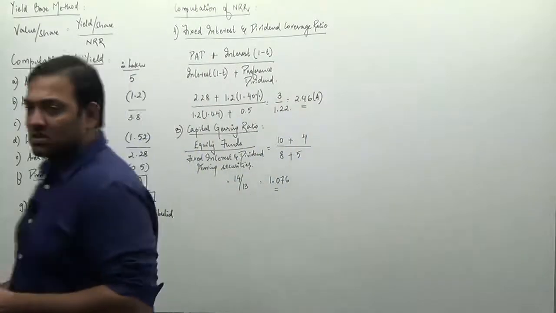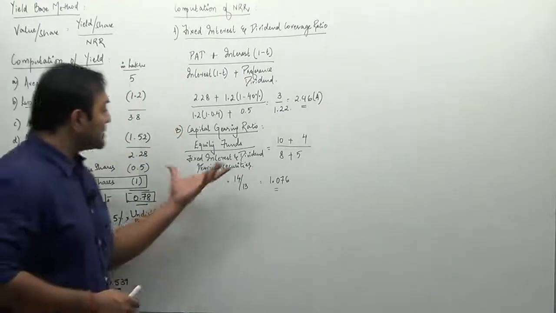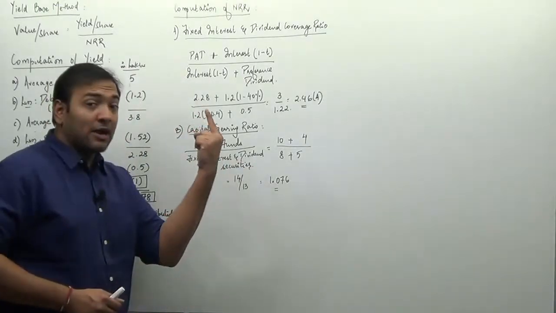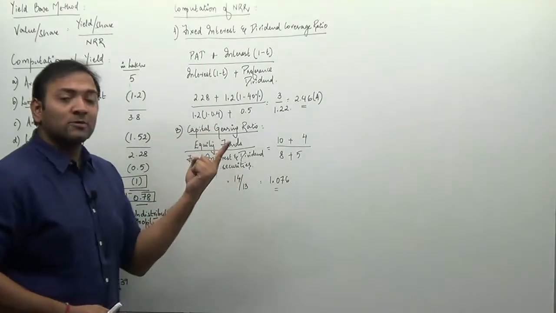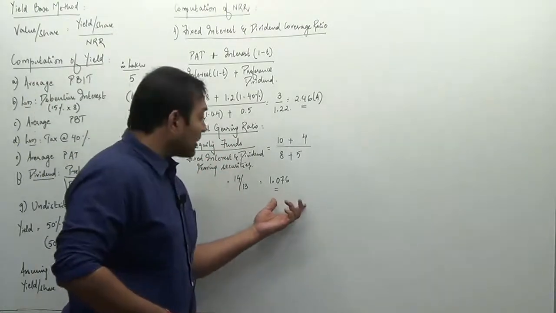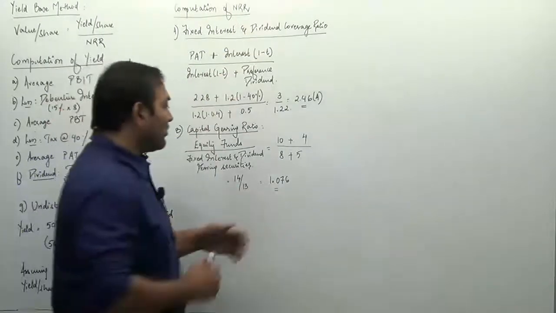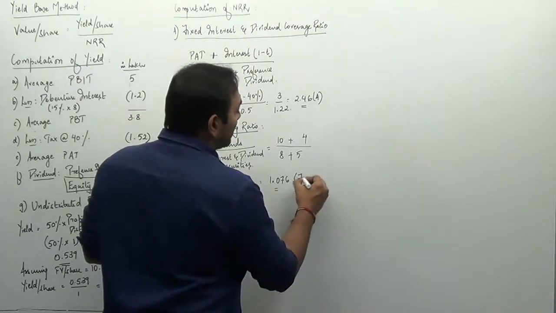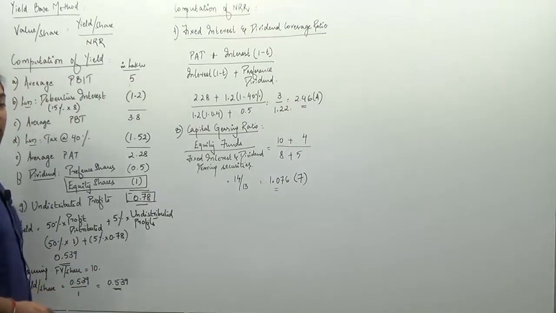Favorable or adverse? Capital gearing ratio should be 0.75. That means my interest and dividend bearing securities can be higher. If the interest and dividend bearing securities are higher, think from a shareholder's perspective, equity shareholder is at a bigger risk. But now it is higher. Your capital gearing ratio is more than 0.75. That means your equity funds are more. If your equity funds are more, this is favorable. This is favorable. Because at the time of repayment of their capital, he will sooner get the funds than if it was 0.75.